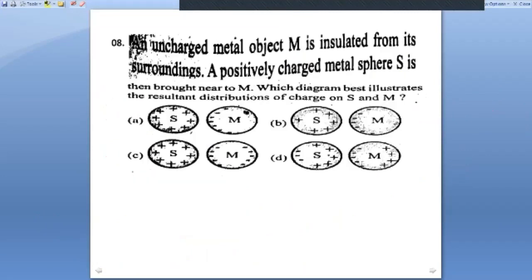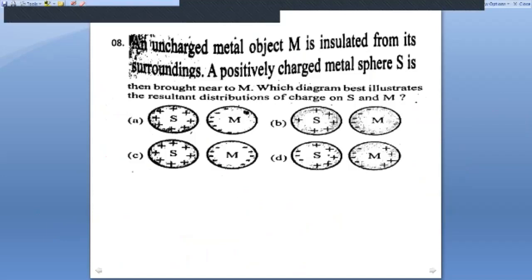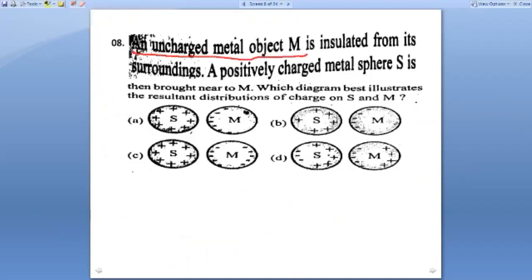Next one, question number 8. An uncharged metal object M is insulated from its surroundings. A positively charged metal sphere S is then brought near to M. So this is the uncharged body, and another one is a positively charged body.